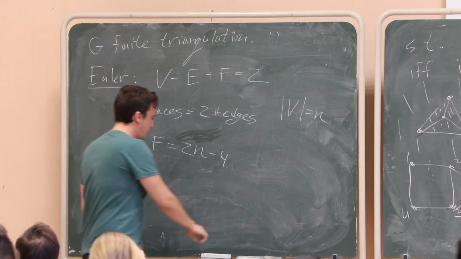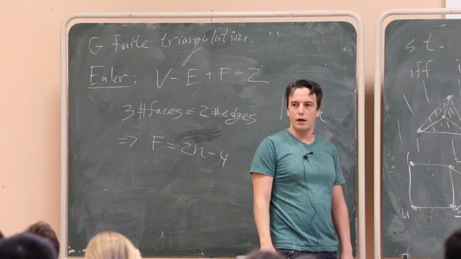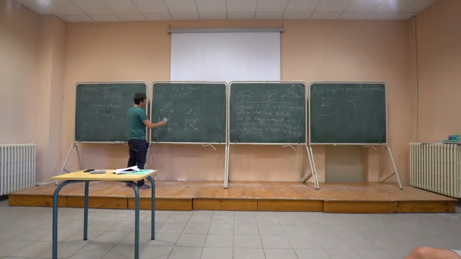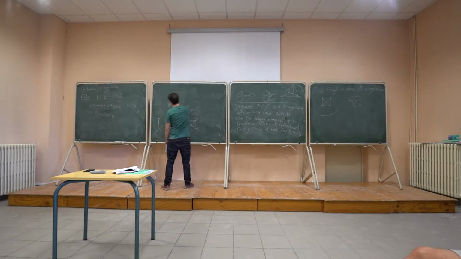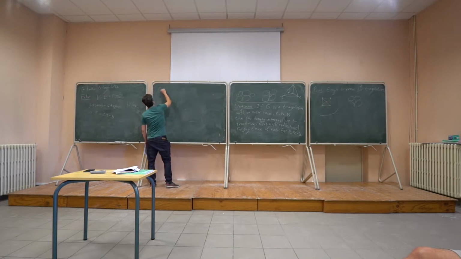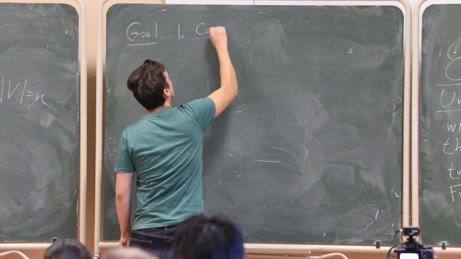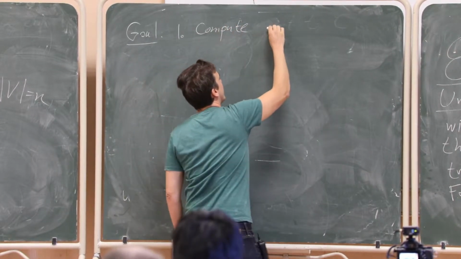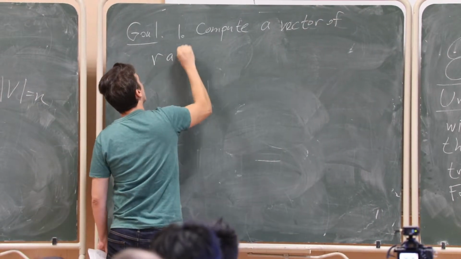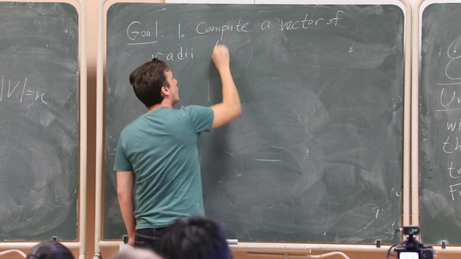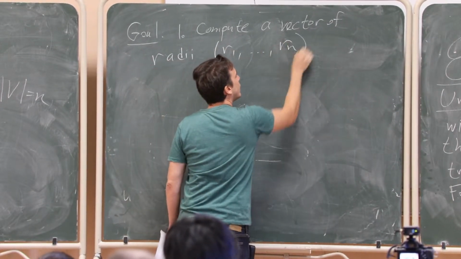All right. So how do we prove the circle packing theorem? We proceed as follows. We first imagine that we know the theorem and that we have a circle packing, and our goal will be to compute a vector of radii, one for each vertex. So it will be R1 up to Rn.